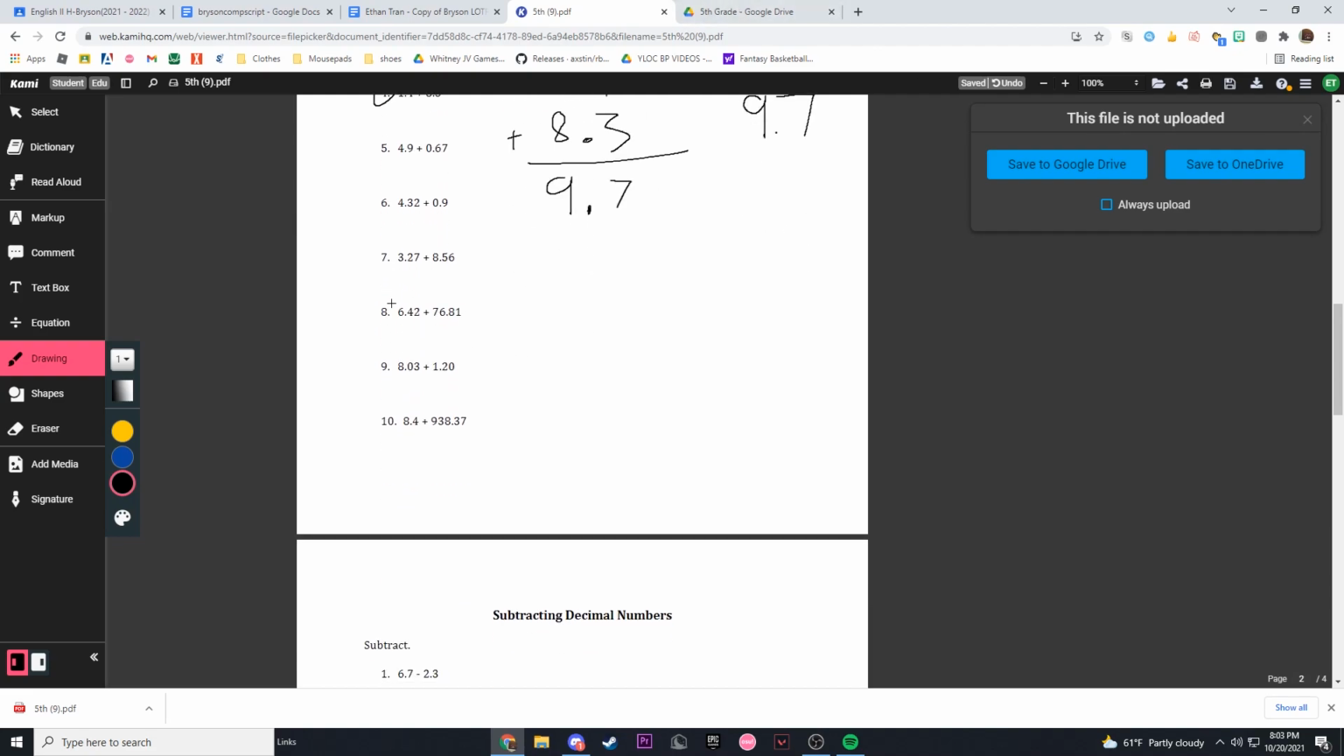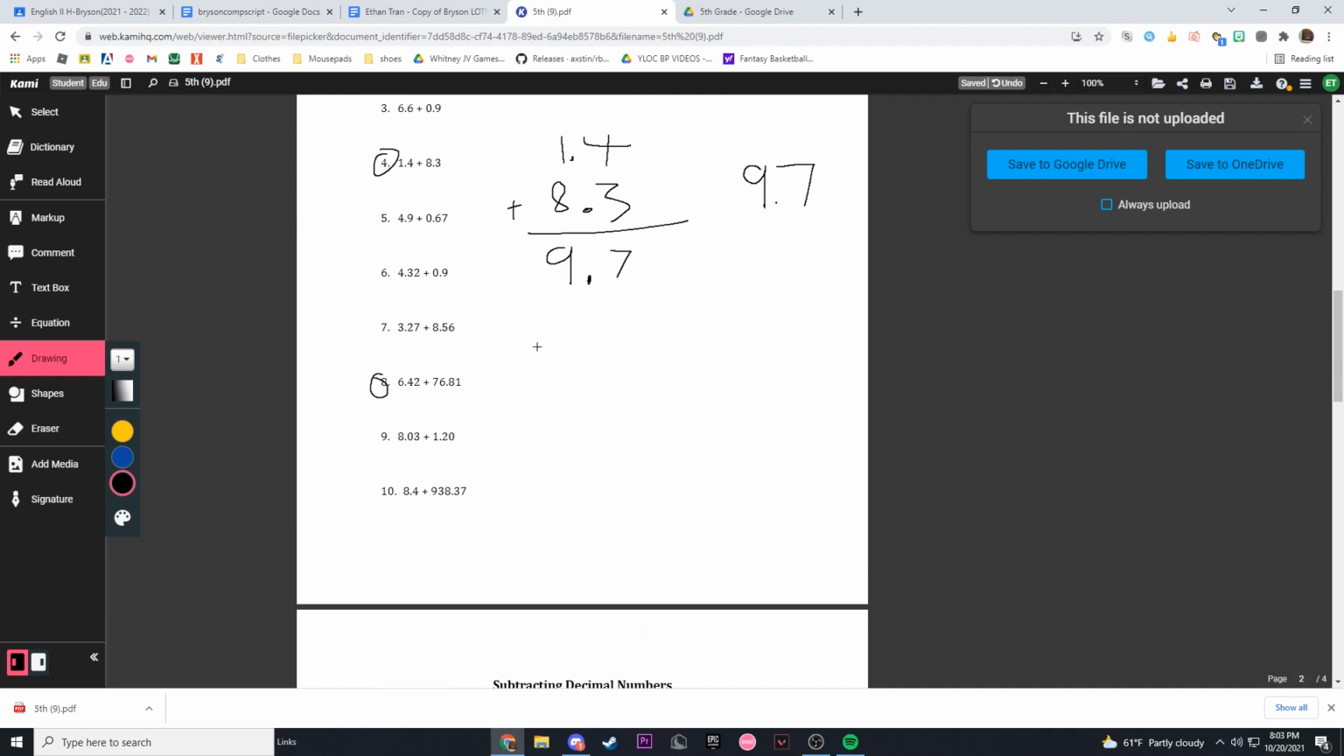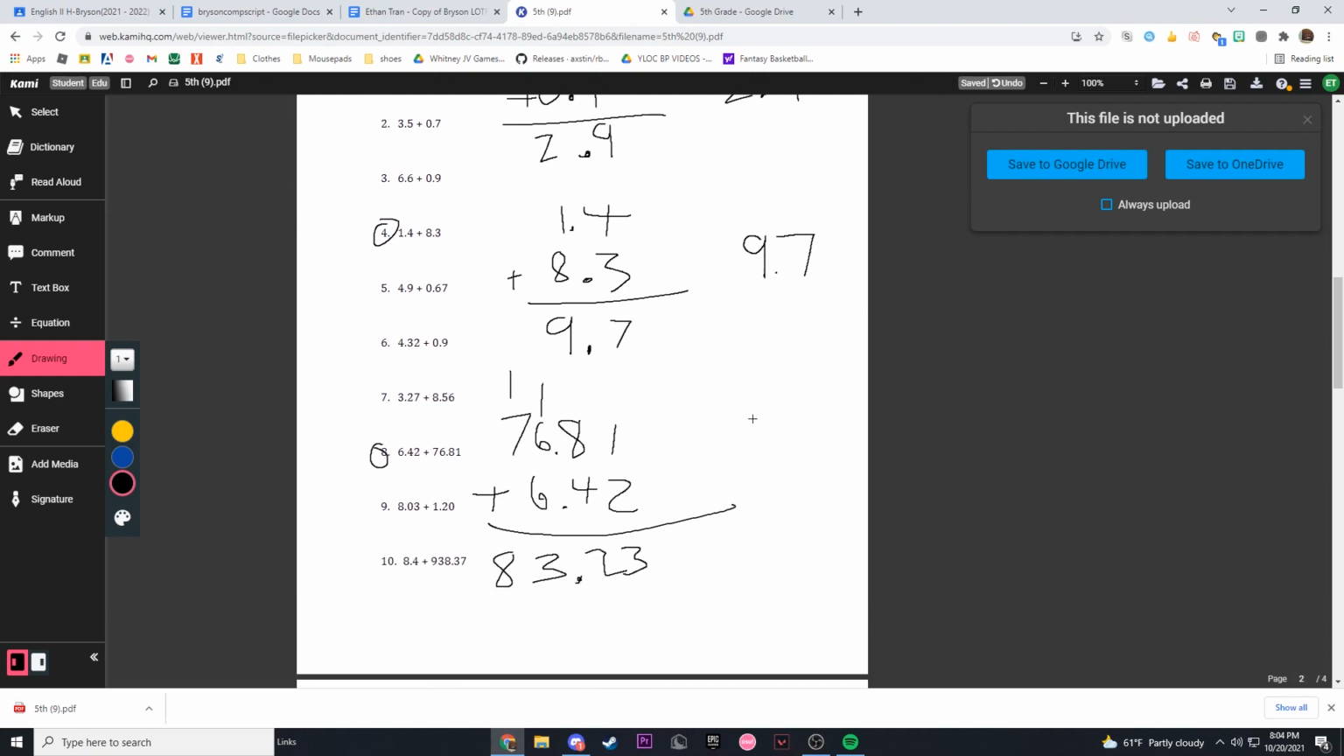For number 8, we have a large number, but that's okay since we have 76.81 plus 6.42. We check that our decimal is in the same column, and it is. So now we can add up the two numbers. We have 1 plus 2, which is 3. 8 plus 4 is 12. So we put the 2 here, carry over the 1. We put our decimal place. And now we do 1 plus 6, which is 13. So we put the 3 here, carry over the 1. Now 1 plus 7, which is 8. So our final answer for number 8 is 83.23.